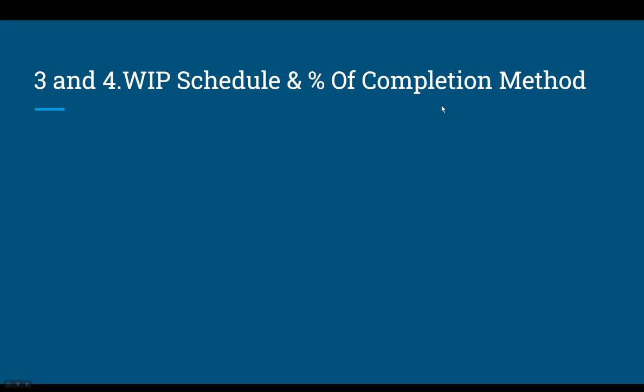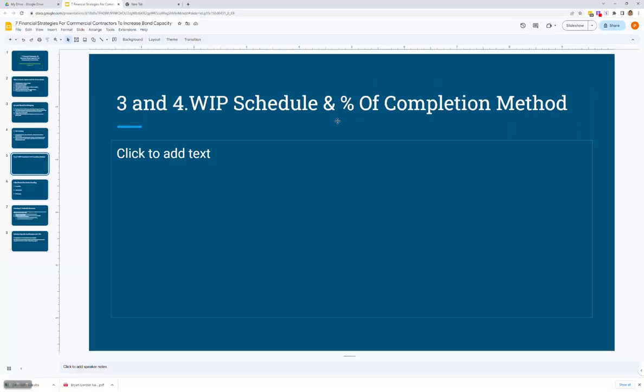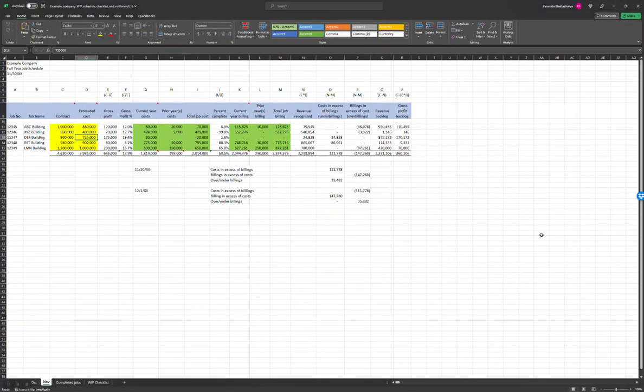Now let's briefly get out of the spreadsheet of this presentation and show you what a WIP schedule looks like. You will be asked to provide a WIP schedule sooner or later by your surety companies.